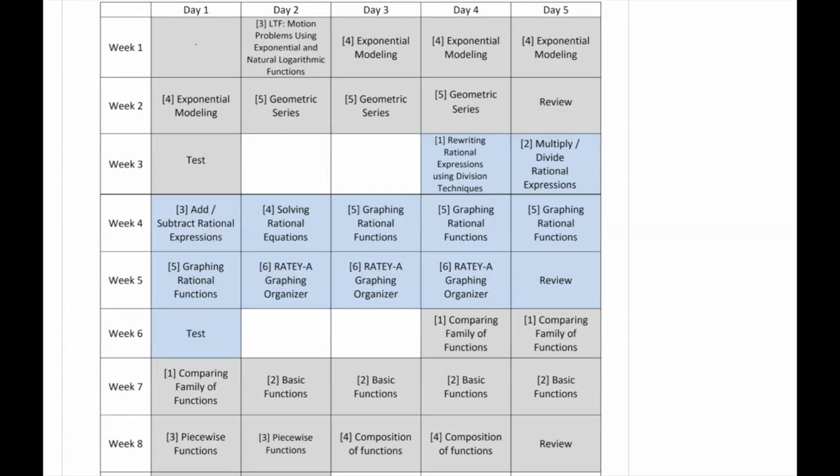You can see that the first 4 days of that unit are about solving and simplifying rational expressions. And then the remaining 7 days are about graphing rational functions. In fact, after we've simplified and solved, the next 4 days are all lesson 5, and they're about looking at characteristics of rational functions.